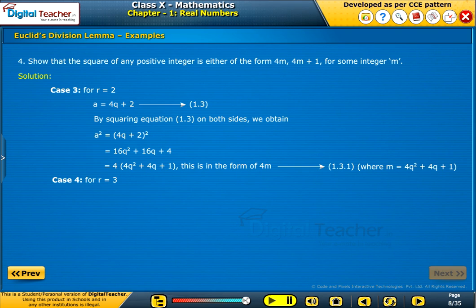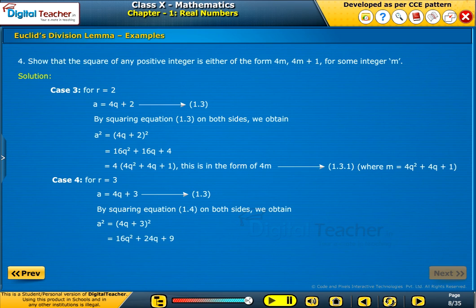Case 4. For r equal to 3, a is equal to 4q plus 3. By squaring equation 1.4 on both sides, we obtain a square is equal to 4q plus 3 whole square, which is in turn equal to 16q square plus 24q plus 9, which is equal to 4 into 4q square plus 6q plus 2, plus 1. This is in the form of 4m plus 1. Let it be represented as 1.4.